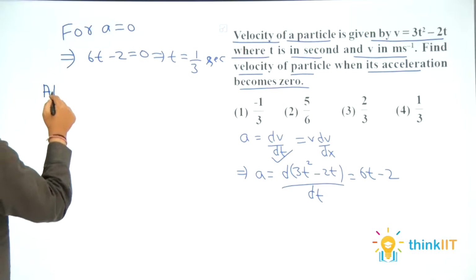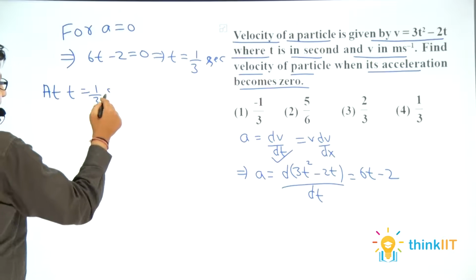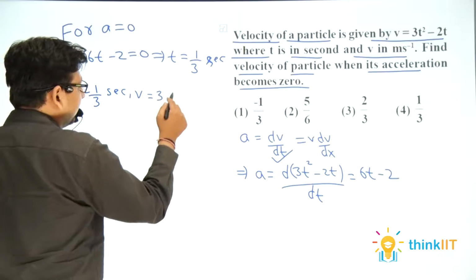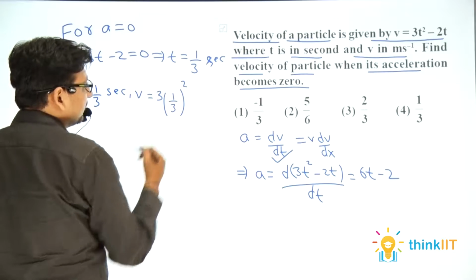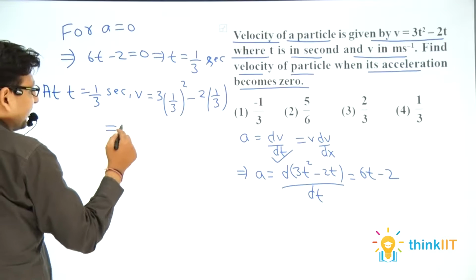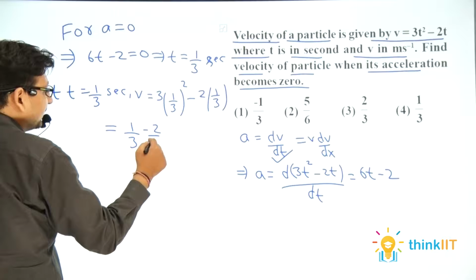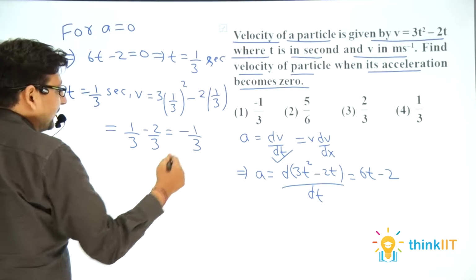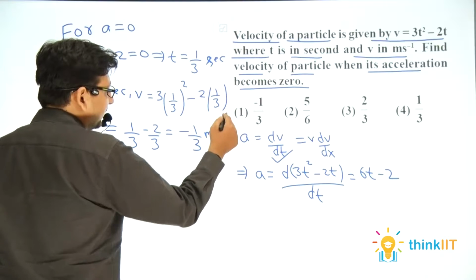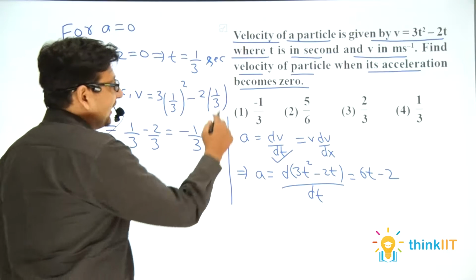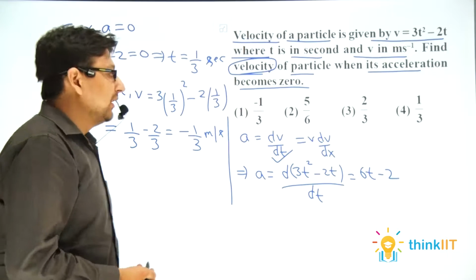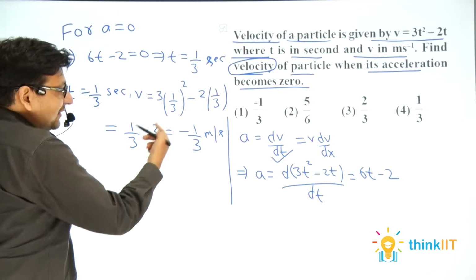So at t equal to 1 by 3 second, v equals, put t equal to 1 by 3, 3 into 1 by 3 square minus 2 into 1 by 3. Let me simplify. This is 1 by 3 minus 2 by 3 equals minus 1 by 3. In SI units, this will be meters per second. The question is asking about the velocity. Velocity can be positive, velocity can be negative, so you should not worry why the minus sign is coming.